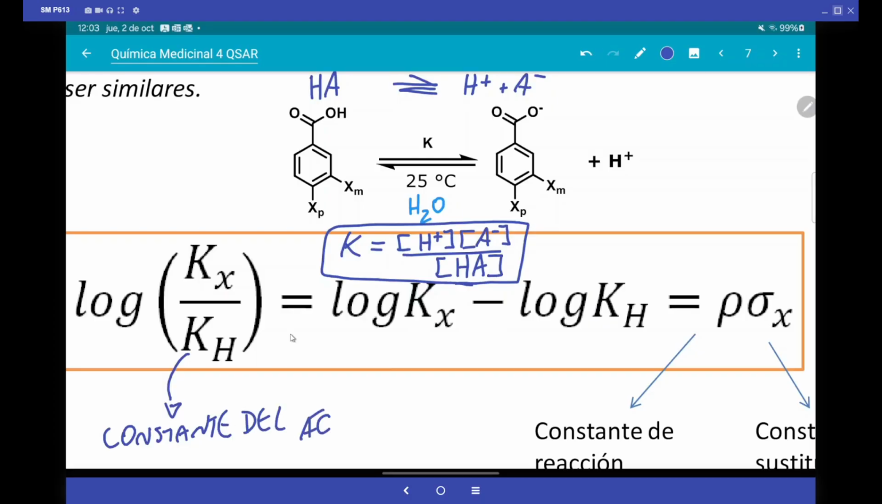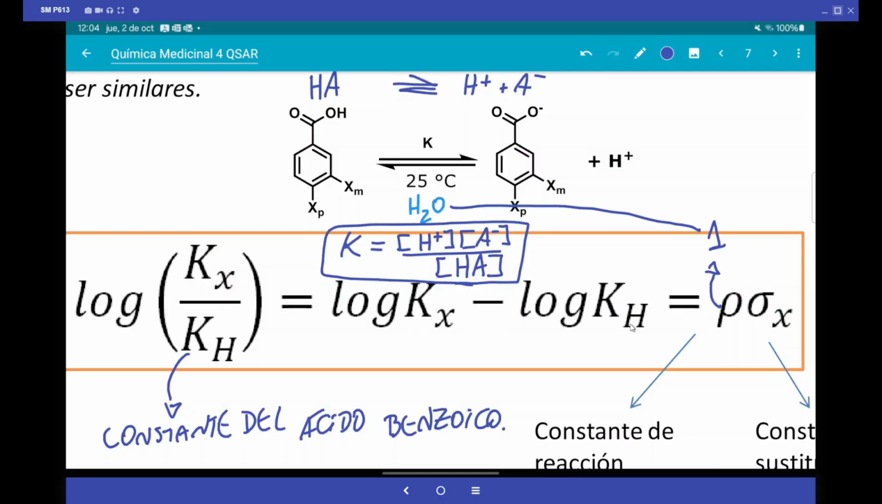This is it. The constant value is the constant of benzoic acid. If we apply the logarithm directly to the coefficient, the logarithm of a quotient is the subtraction: logarithm of Kx minus logarithm of KH, and that will give us a value when we make this equilibrium in the middle of water. We have that this rho value is always worth 1 when there is water in the middle. That value is worth 1.